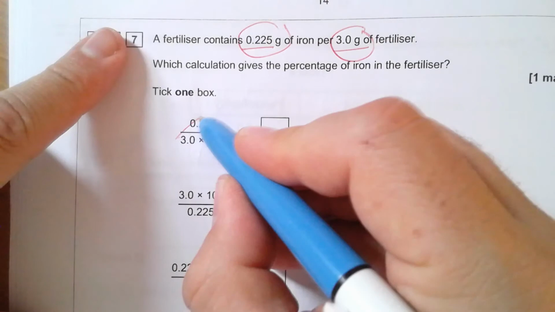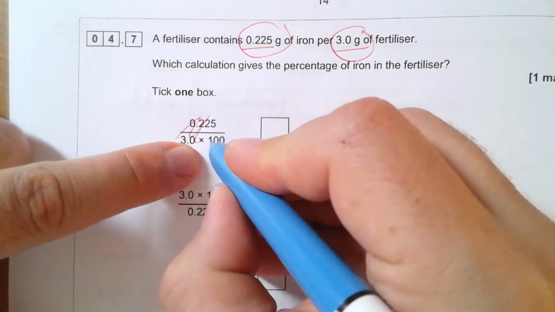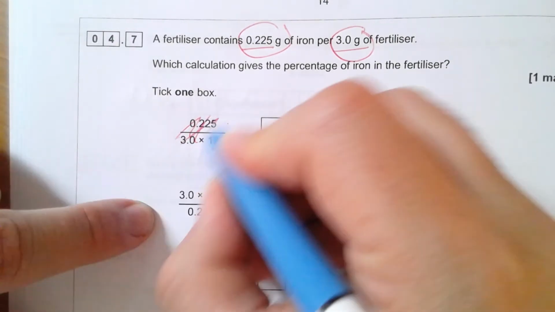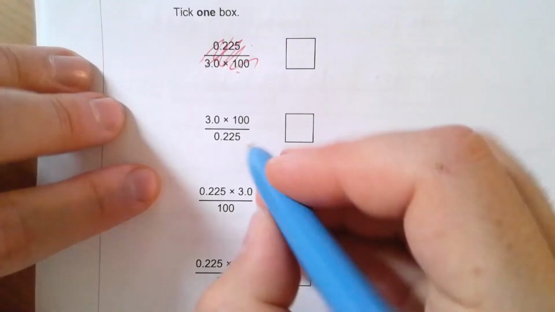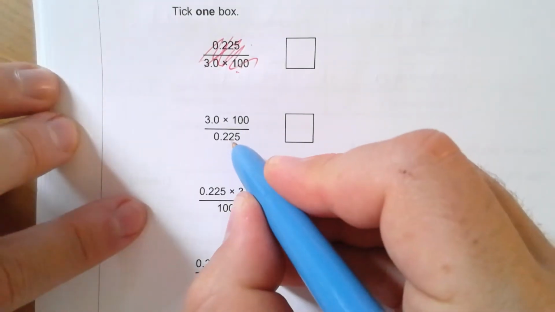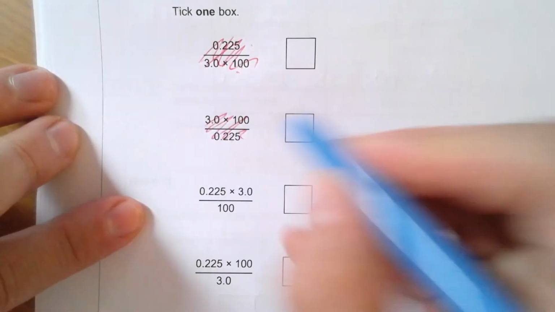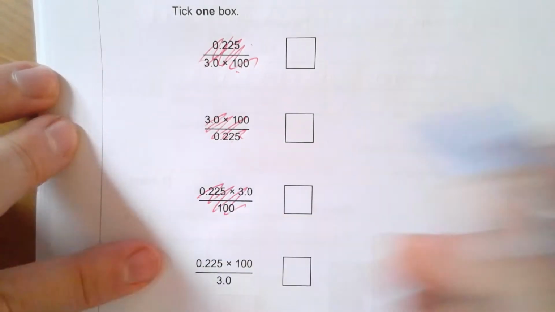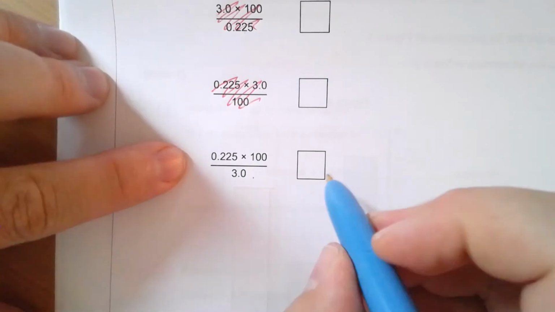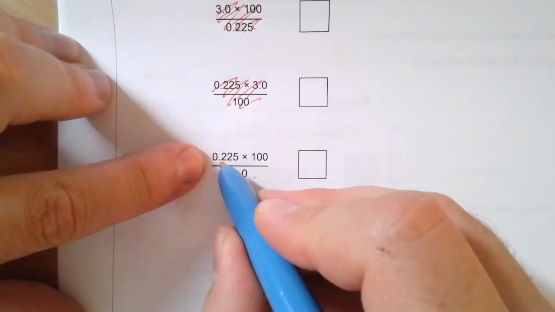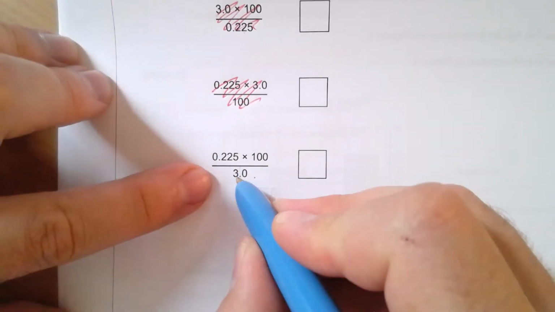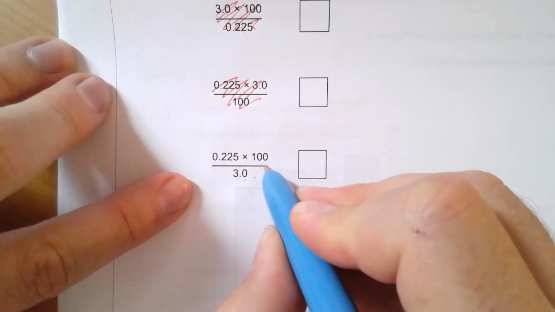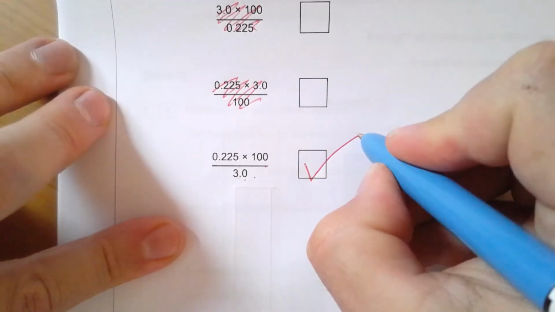No, not that one. Could be, but the 100 should be on the top, not on the bottom. This one, they've got the 225 and the 3 the wrong way around, so it can't be that one. This one, both of our numbers are on the top, so it's definitely not that one. Oh, here we go, this looks promising. 0.225, the little number, divided by 3.0, the big number, all times by 100, yeah. So I'm happy it's that one.